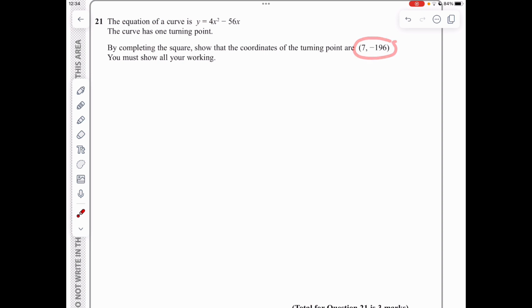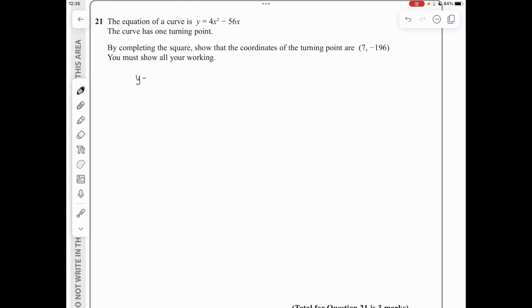So we know that this is a parabola, it's a smiley face, it has one turning point, it's a minimum point. However, we can only use completing the square. We've been specified the method to be used. Otherwise, I could have used, for example, the symmetry of the parabola or differentiation. However, now I'm restricted to just using completing the square.